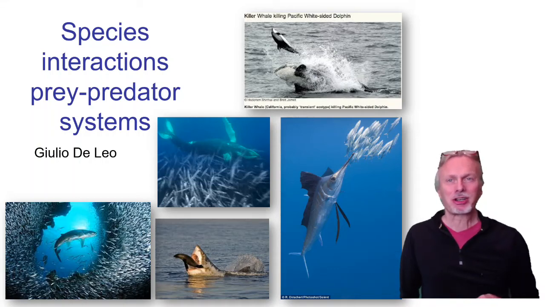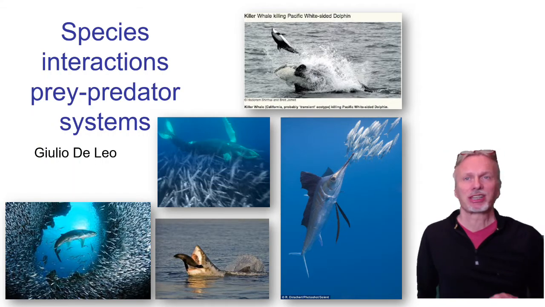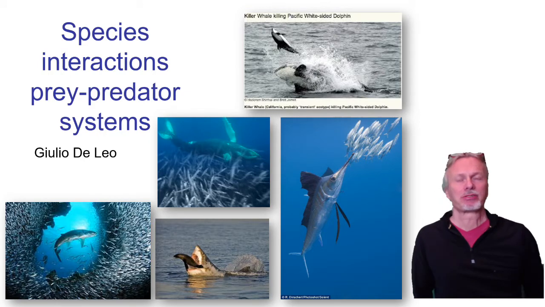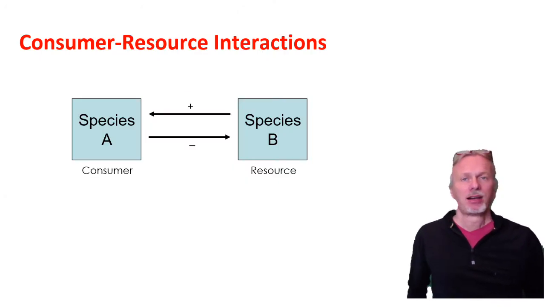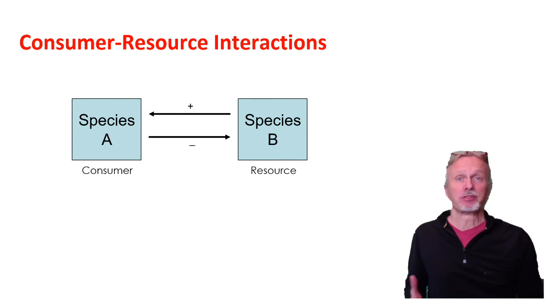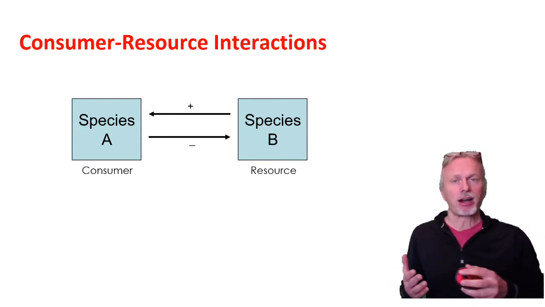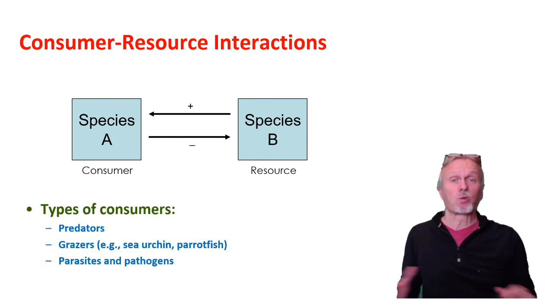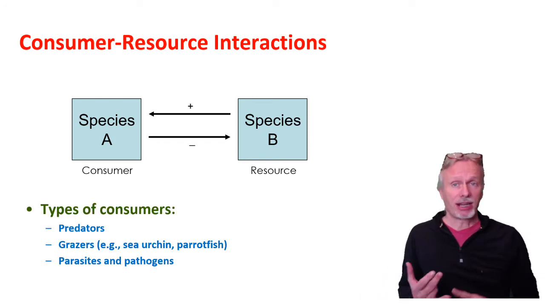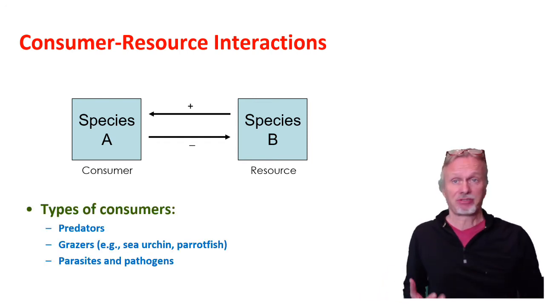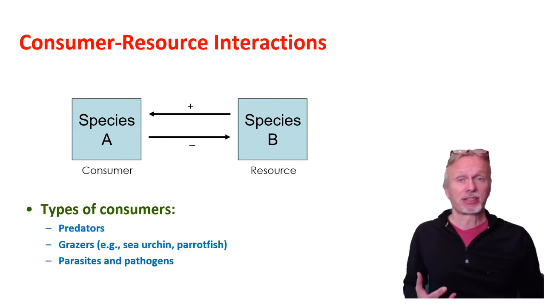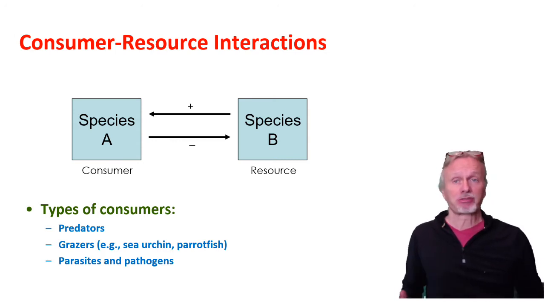Today we're going to talk about species interactions and specifically prey-predator systems. Prey-predator systems are a type of consumer-resource relationship, and they actually cover quite a wide range of classic predations and grazings. And among the consumer-resource relationships, there are also parasites and pathogens.